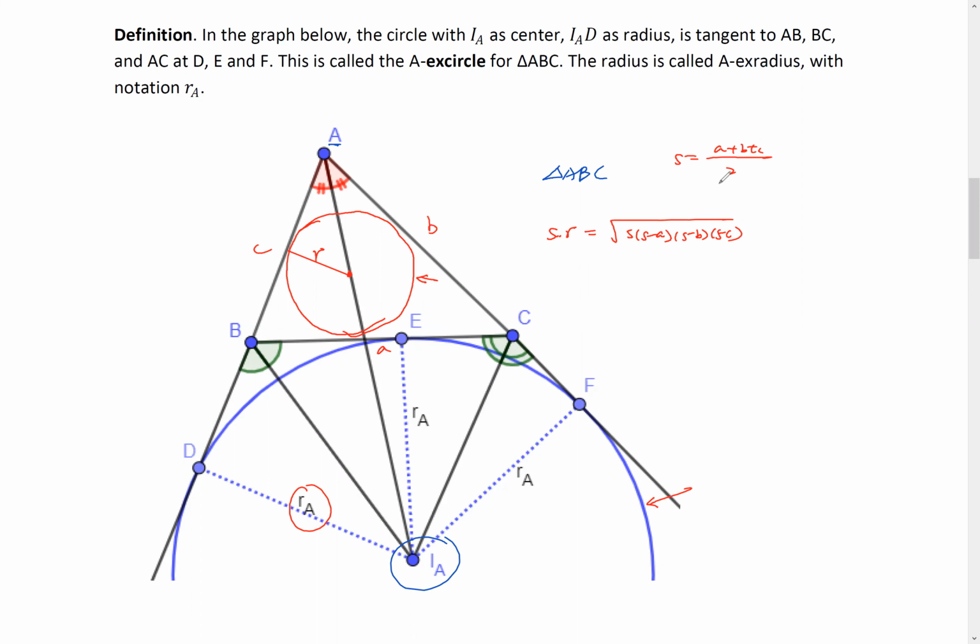So, what about R_A? If I tell you A, B, C, you think we can calculate that? Maybe. Right? That's something we're going to look at next time.